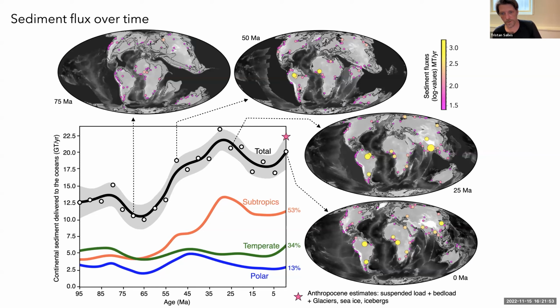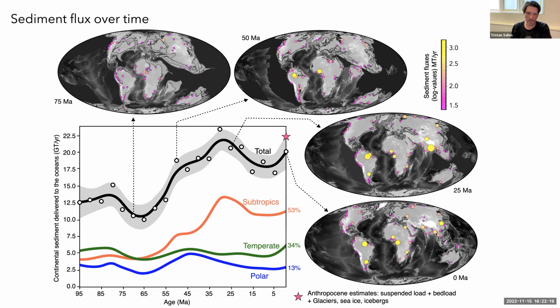So of course you can do that over the entire duration of the model. In this case we run the model for 100 million years, and you can compare how much sediment it delivered to the ocean over time. You can compare that by dividing also by specific latitudinal range: subtropics, temperate, and polar.